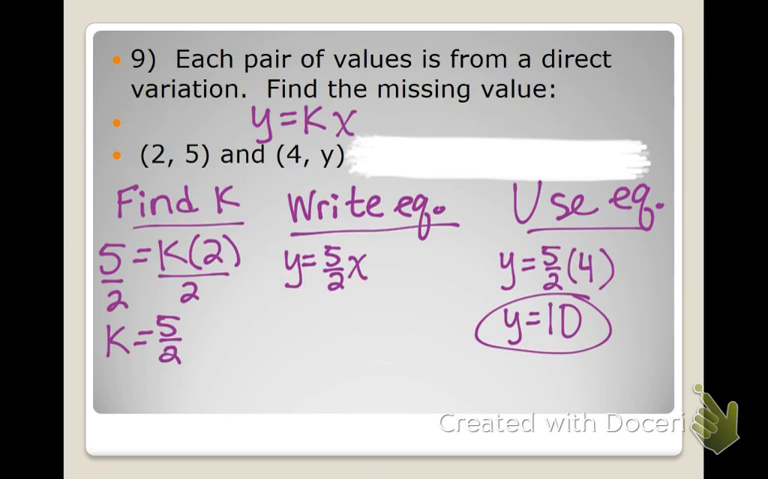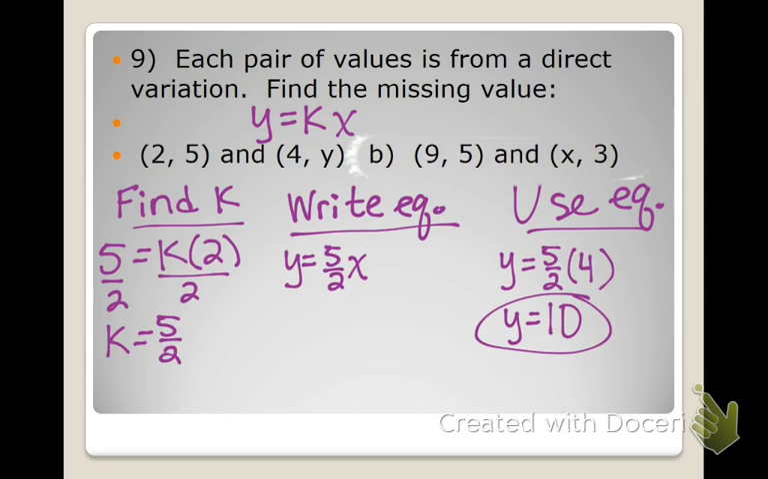Okay, I want you to try using the same process on letter B, except what's different about letter B from letter A? Letter B is still direct on number 9, but what are we finding? Okay. We're going to find an x instead of finding a y. Do we see that on letter B for number 9? If I bring that back up here, they have us finding an x instead.